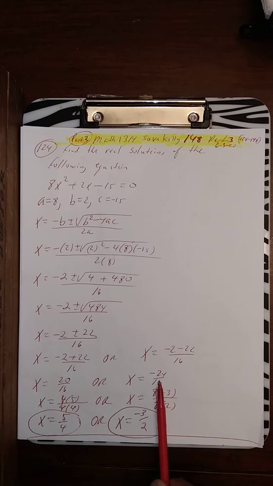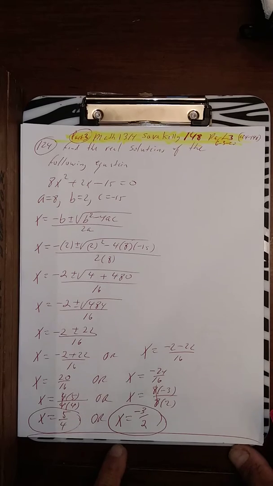This is going to be negative 24 over 16. 8 times that, 8 times that. So these go away, so we have negative 3 over 2. Okay, alright, next one.